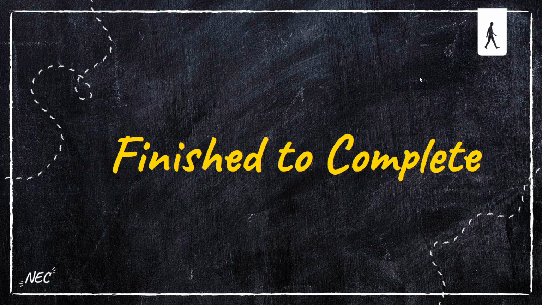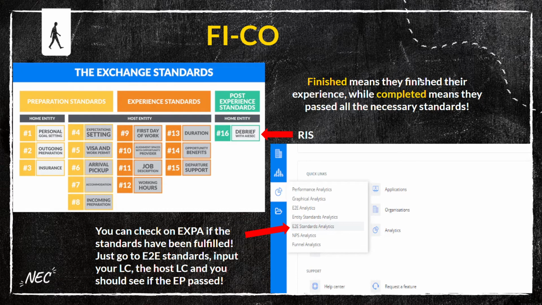Okay, so that's where we move on from finished to completed. You want to do the standard survey together because finished, if you don't know, means they finished their experience, while completed means they passed all the necessary standards. As you can see, 16 is the very last standard which we have to deliver. That is called the debrief with Isaac, or the reintegration seminar, or the incoming preparation seminar, IPS. There are so many different ways of saying it, but in Poland we call it RIS, reintegration seminar.